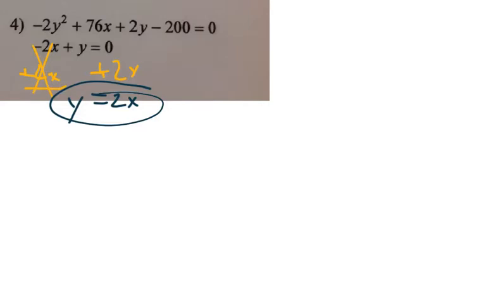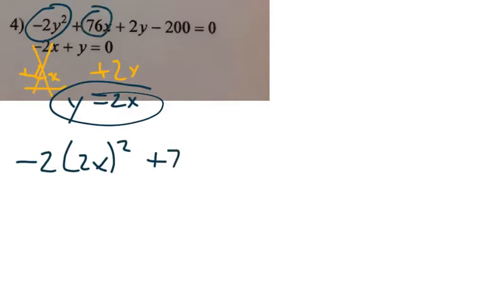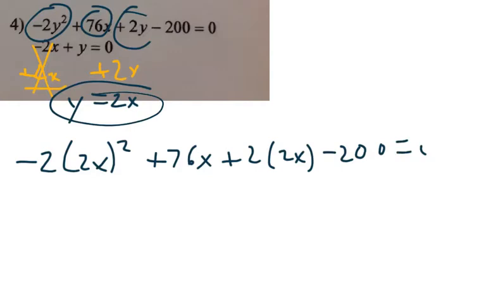So, going to the original equation, it says -2y squared, but now we know it's 2x squared, right? Plus 76x plus 2y. But again, we know y is 2x, minus 200 equals 0. So all I did was put in the 2x, right, for my y's. Correct? That's all I did. Use substitution method. So this is going to work out really nice, guys.